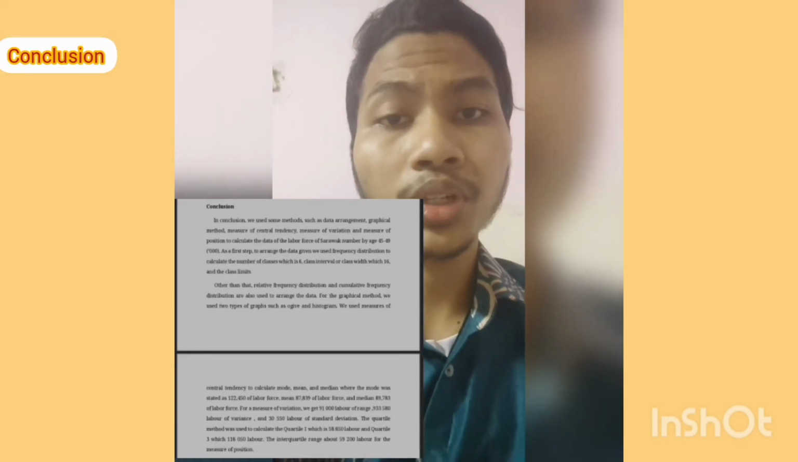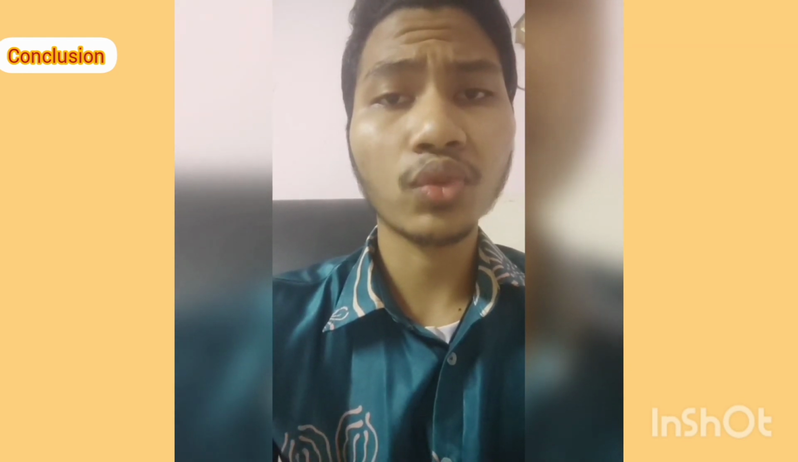In conclusion, we use some methods such as data arrangement, graphical method, measure of central tendency, measure of variation, and measure of position to calculate the data of the labour force of Sarawak number by age 45 to 49. As a first step to arrange the data, we use frequency distribution to calculate the number of classes, which is the class interval or class width, which is 16, and the class limits.